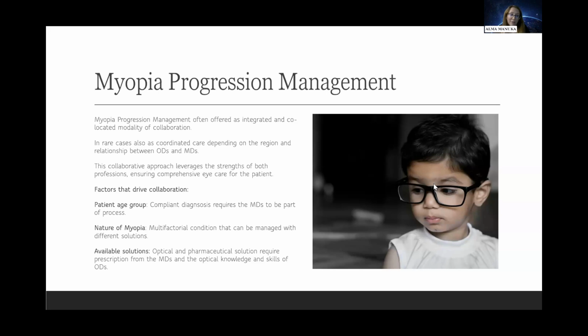The nature of myopia itself is a multifactorial condition, and it needs all these bits and pieces of information from the different professionals and people you work with. And regarding the available solutions that were just mentioned, it's not just one solution that fits every condition. There are many out there, and some of them are off-label, some are approved in some countries, and because they also require different skills working together, it would make the work easier and better for the patient.